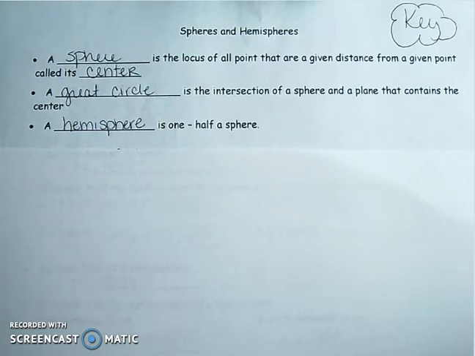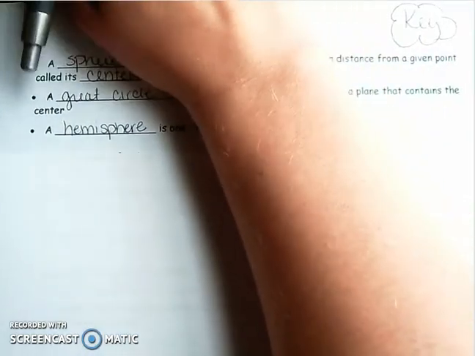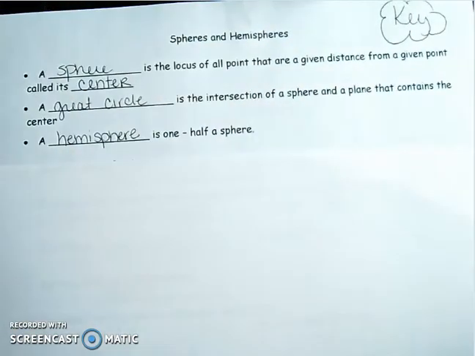A great circle is when you cross a plane in a sphere. So its cross section is called a great circle. And the biggest circle is when you go directly through the center, and that's why it's called the great circle. If we cut a sphere in half, it's called a hemisphere. So please remember that definition.